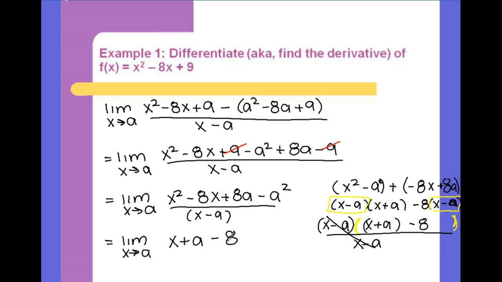What do you do when you get down to this point? Usually with the h, we plug in a 0, so now we plug in a, which leads you to 2a minus 8, which does support the power rule.